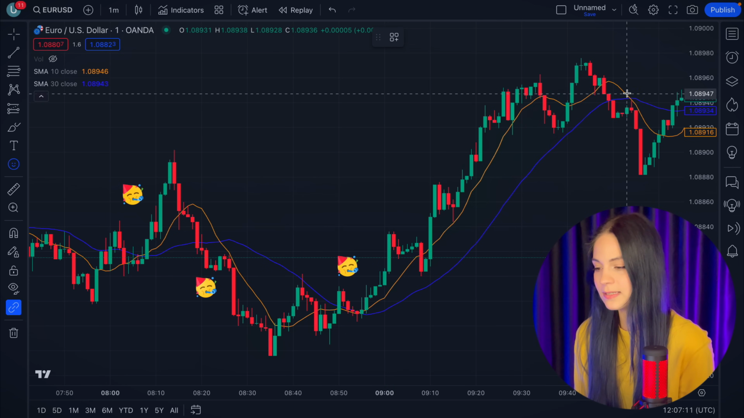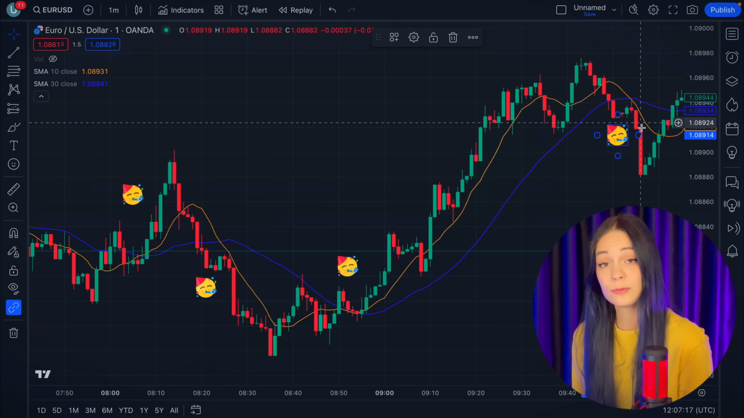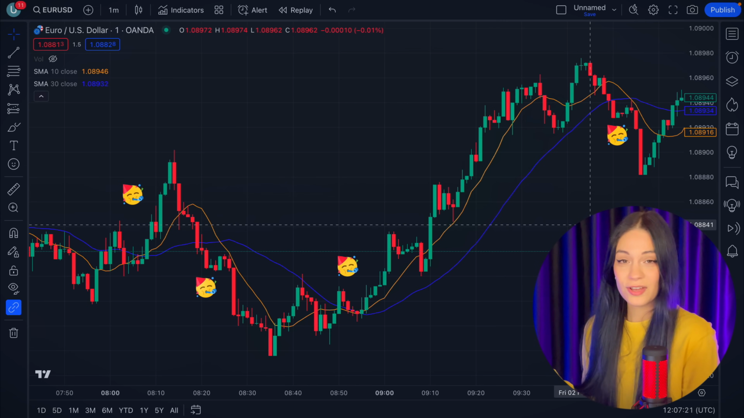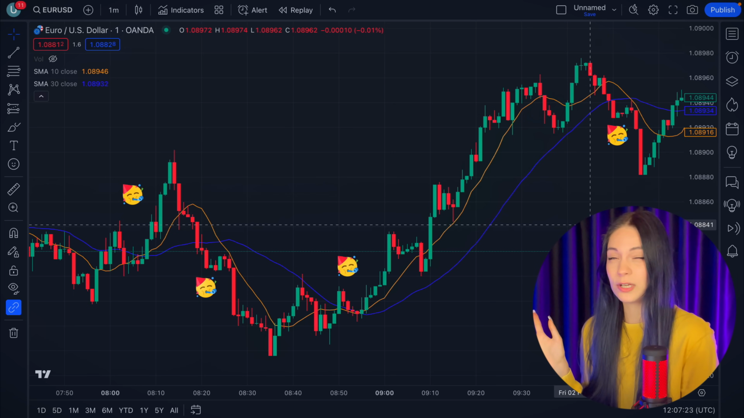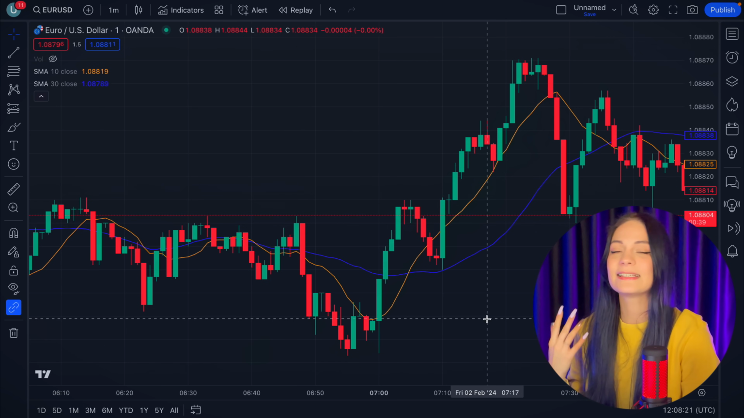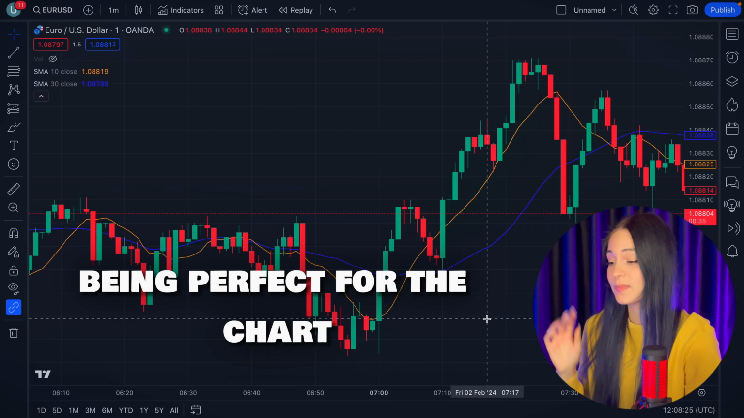And the last one is going to be right here from the top to bottom, and this one is going to be for the downtrend. It's also going to be closed in black right here. And as you can see, this is 100% win rate, but there is some catch here. What you just saw, this is an example of crossover moving average being perfect for the chart.